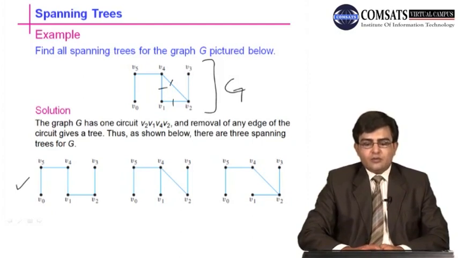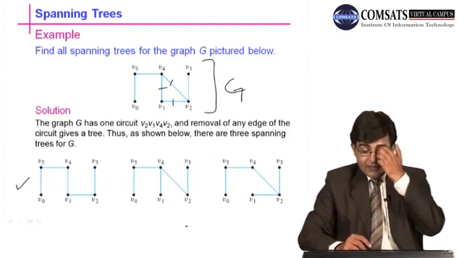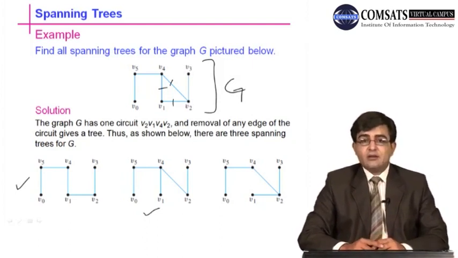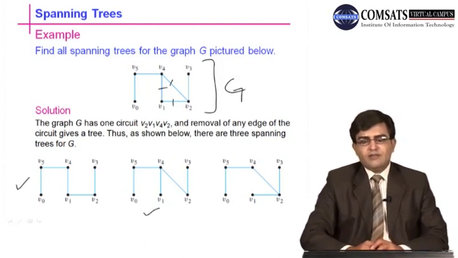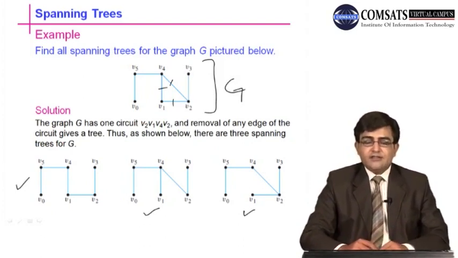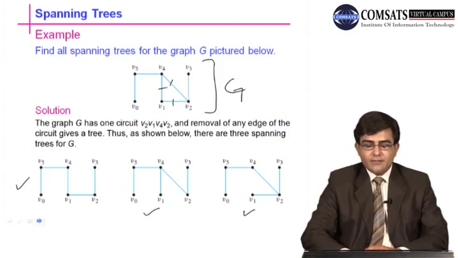And if we remove the edge V1, V2, then we obtain another spanning tree from the given graph, which is a subgraph of G and contains all the vertices of G. And at the last, if we remove V1, V4, we get this spanning tree. This is basically a tree which is circuit free and contains all the vertices of G, therefore it's a spanning tree for the given graph. So all these trees are spanning trees which are subgraphs of G.